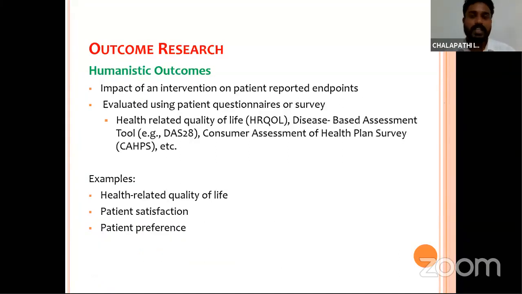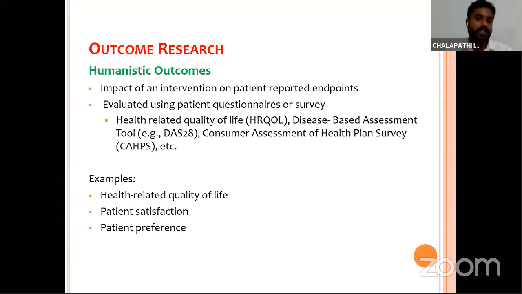The third one is a very interesting one. Nowadays we are looking more towards the humanistic outcome than the clinical outcome. You all will be familiar with quality of life, QOL, HRQL. That is a kind of humanistic outcome. The understanding is that economic outcome you can measure in monetary terms, that means cost. Clinical outcome you can measure in terms of biochemical parameters, or the final end of the clinical outcome or disease.